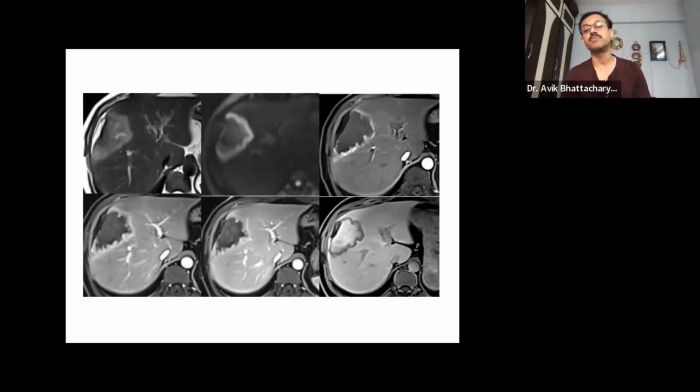If you see this type of picture, peripheral rim enhancement, peripheral washout, and delayed central enhancement with a capsular retraction because of its fibrotic nature, we are 100% sure and we categorize it as LR-M. LR-M means definitely malignant, but not fitting with HCC. This is most likely intrahepatic cholangiocarcinoma.